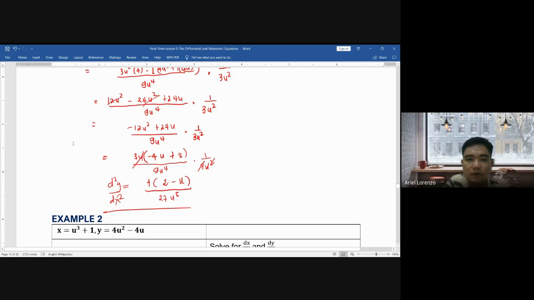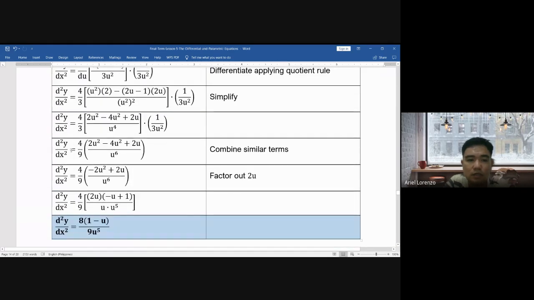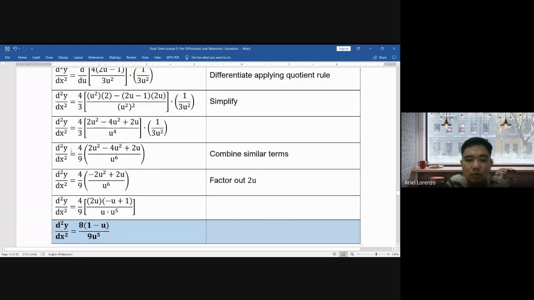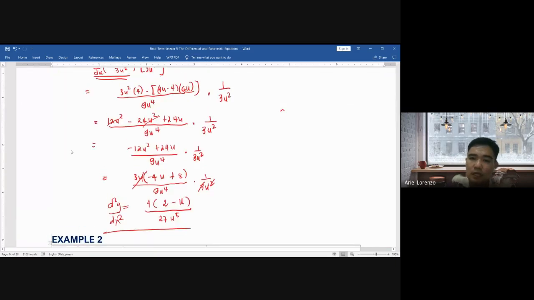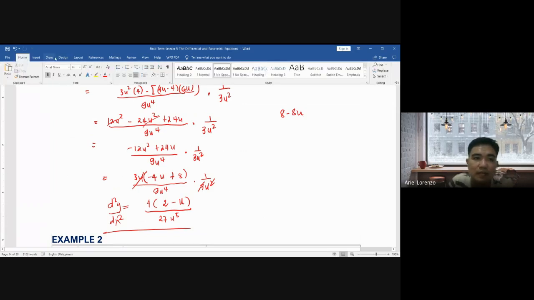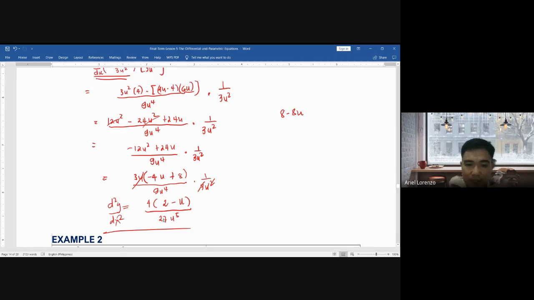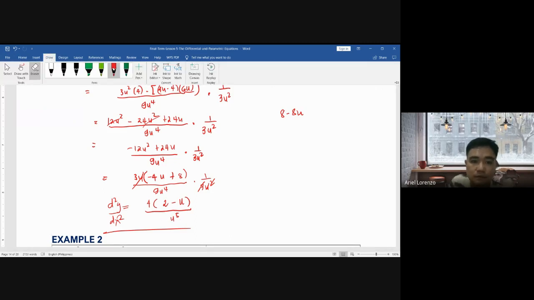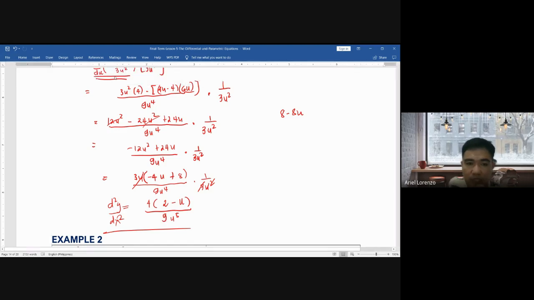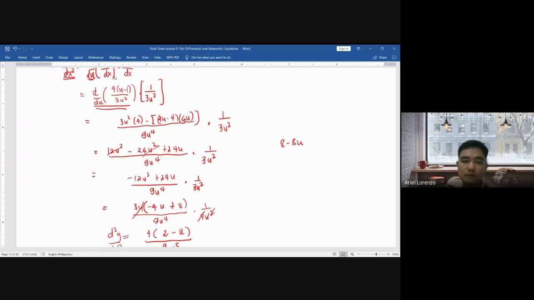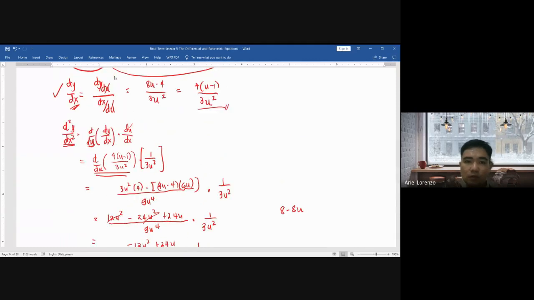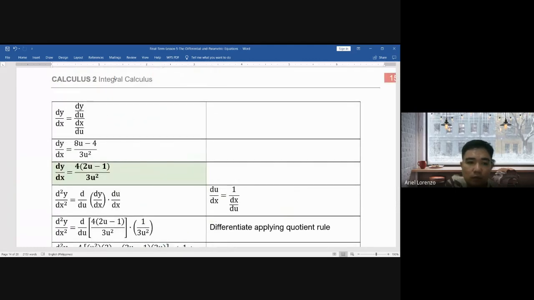8 minus 4u. Anong sagot doon? That is 8 minus 8u. 8 minus 8u. Dapat 8 minus 8u. Na-cancel si 3 doon, so wala na. So, dapat 9u to the 5th. Correct na yung denominator natin. O, isa din nagkamali. Tulungan nyo naman ako, 9u to the 5th. 8. 3u long. 4u minus 1 ba yun? 4u minus 1. 4. Ay.